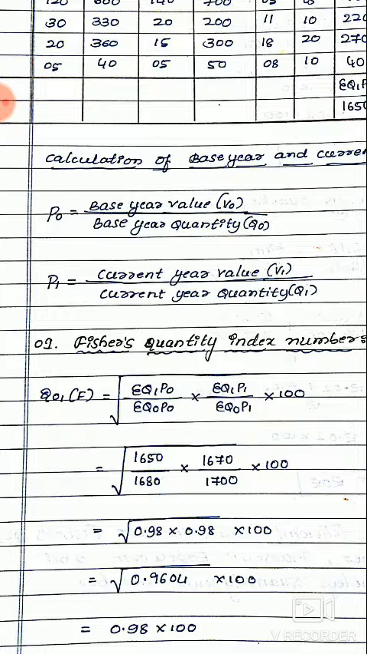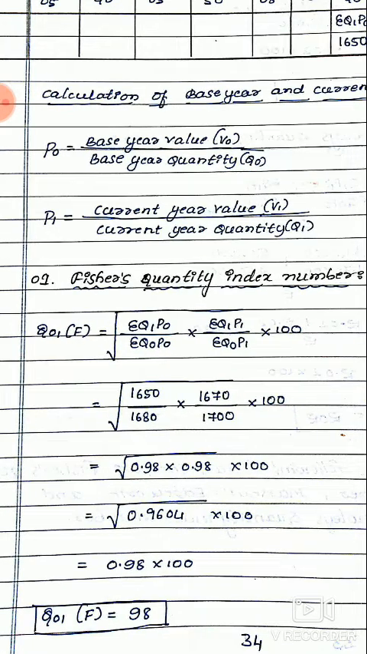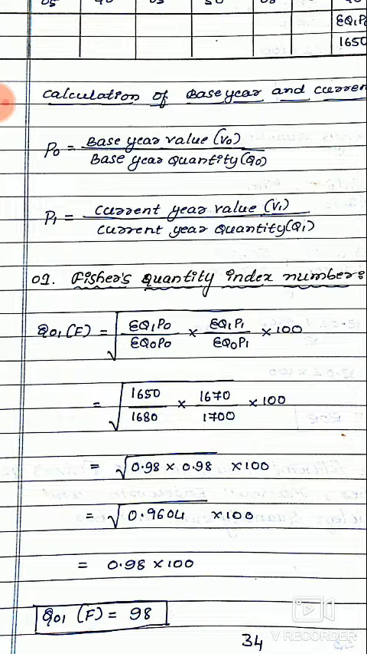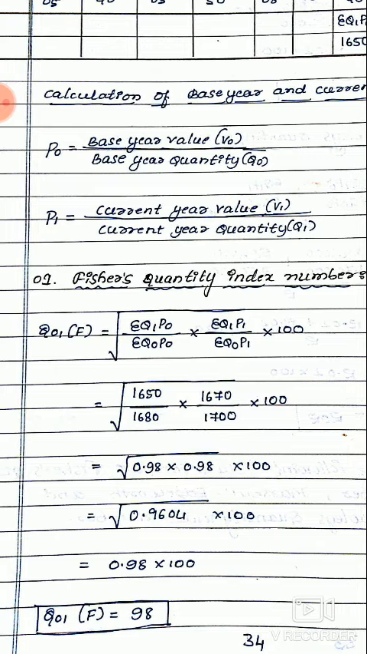So multiply these two, that is 0.98 into 0.98, you get 0.9604. That should be taken under the root. Root of 0.9604 into 100. The root value of 0.9604 is 0.98, and that 0.98 should be multiplied with 100, we get 98. So Q01 Fisher index number is equal to 98, that is Q01 F is equal to 98.